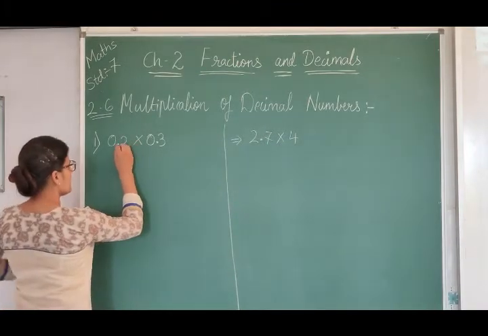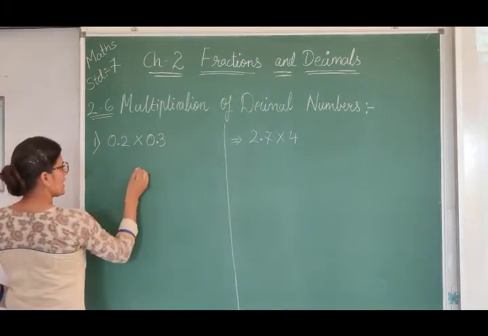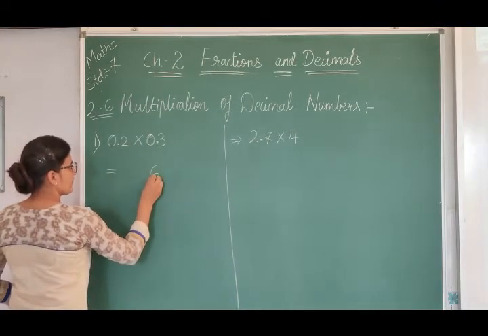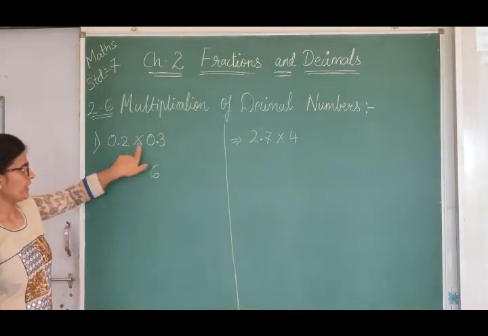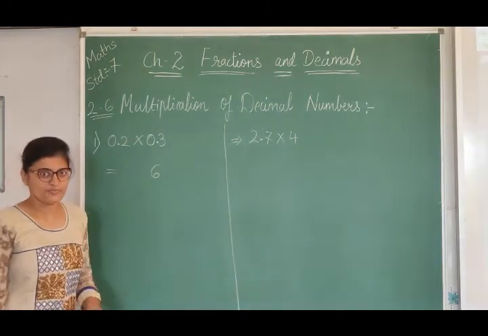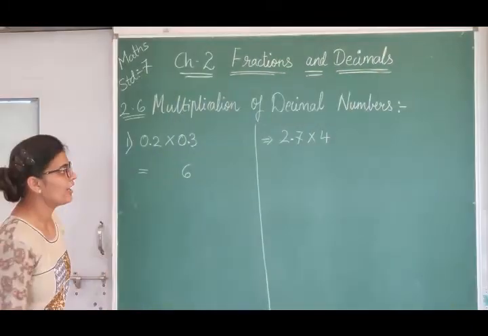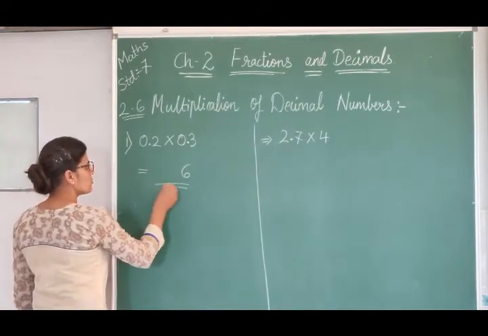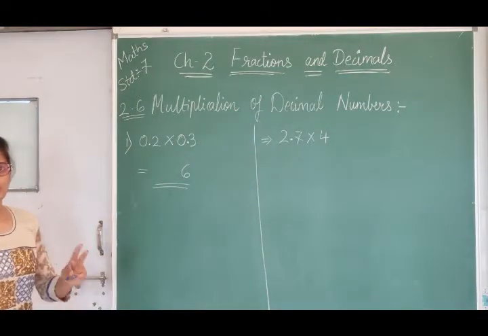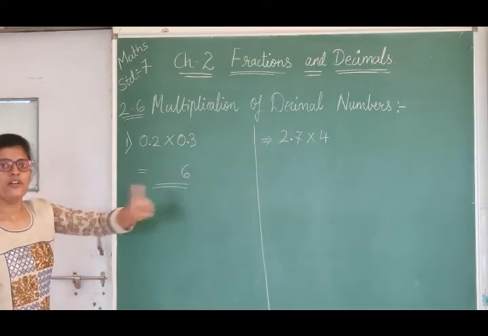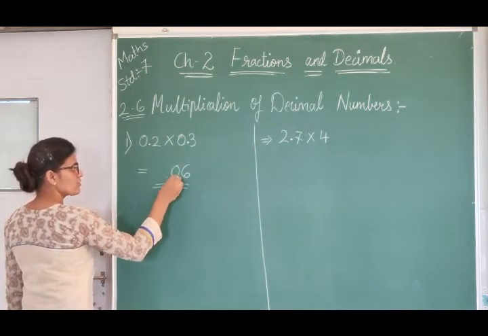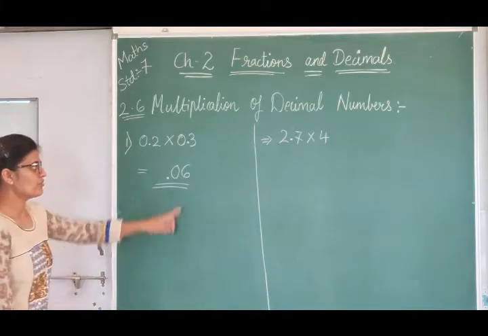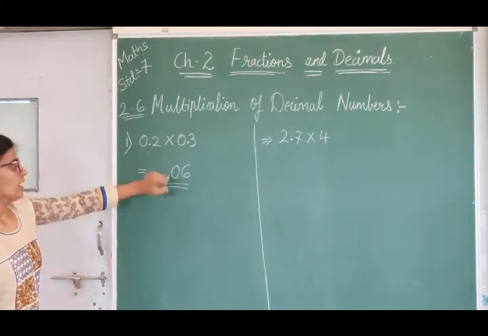So here you can see 2 3s are 6. Now here you can see after the point how many digits are there. Here after the point 1 and here after the point 1 digit is there. Means total 2 digits are there after the point. So in the answer also I want 2 digits after the point. One already I have, one I need, so I will put 0. But these 2 digits should be after the point, so before them I will put the point.